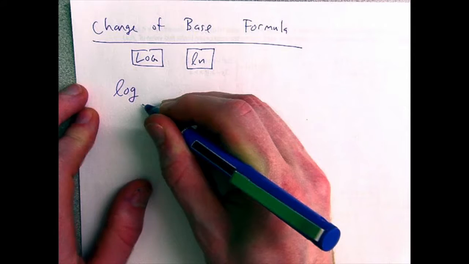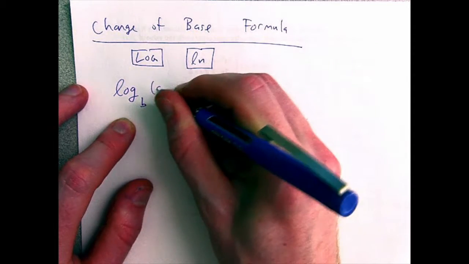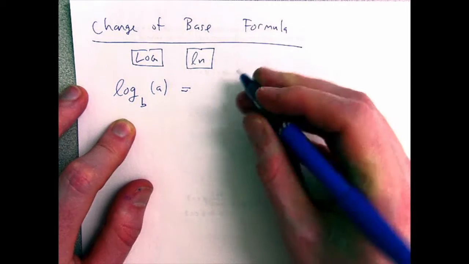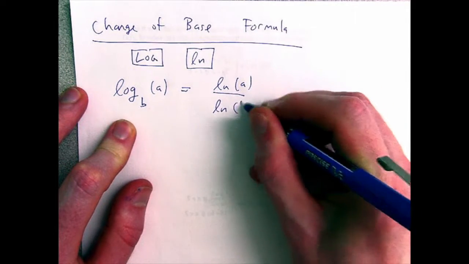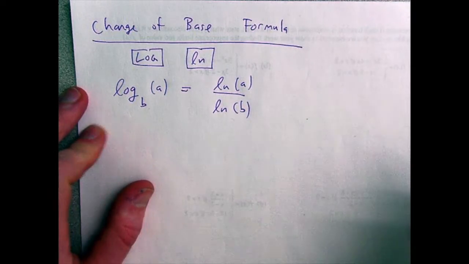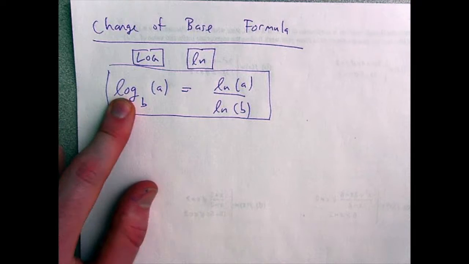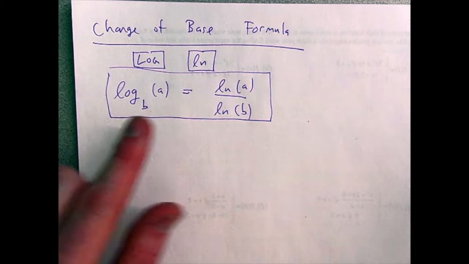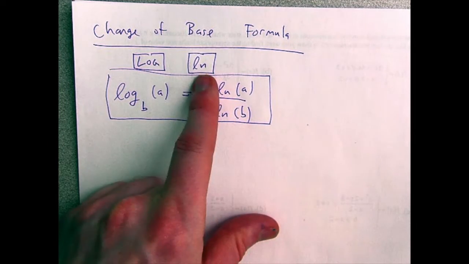Log base b of a is equal to natural log of a over natural log of b. So this formula allows you to rewrite any logarithm, log base whatever you want, in terms of natural logarithms, which of course you have a button for.